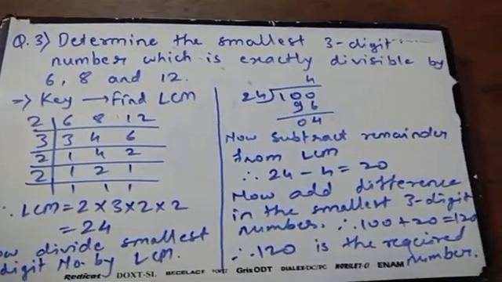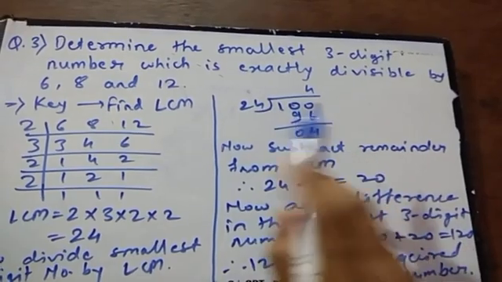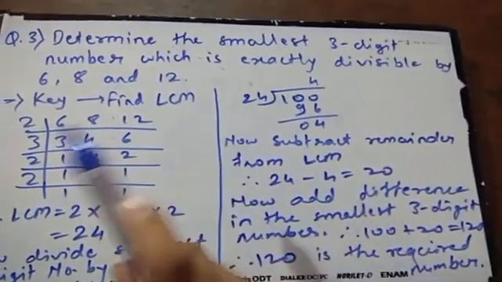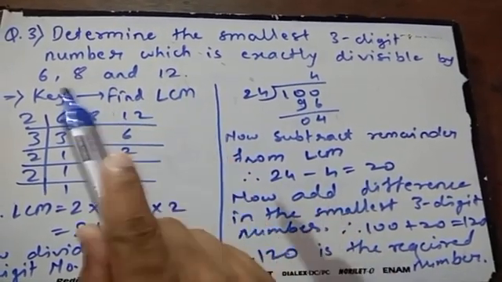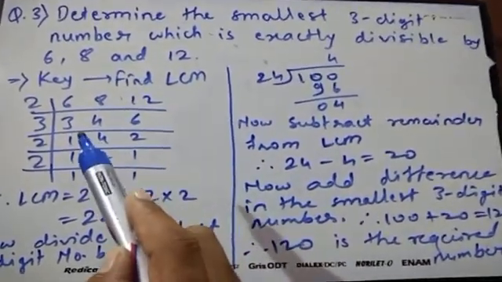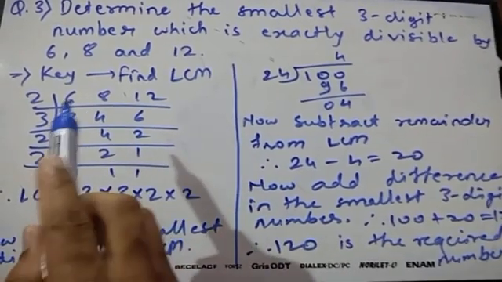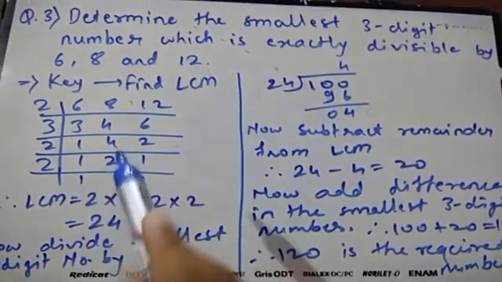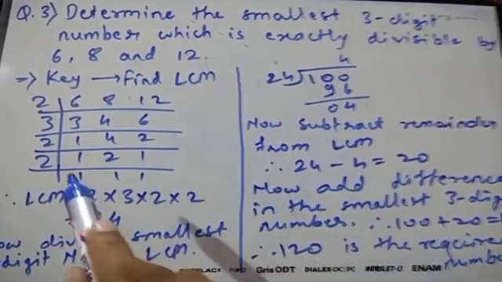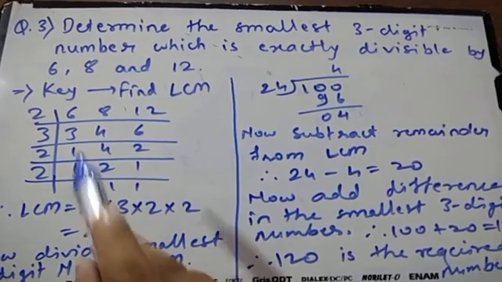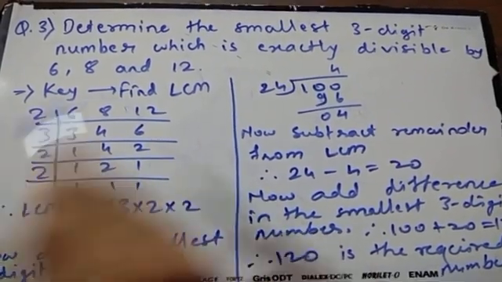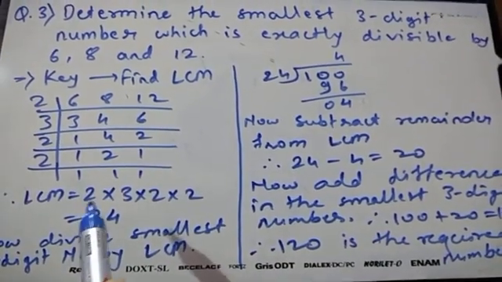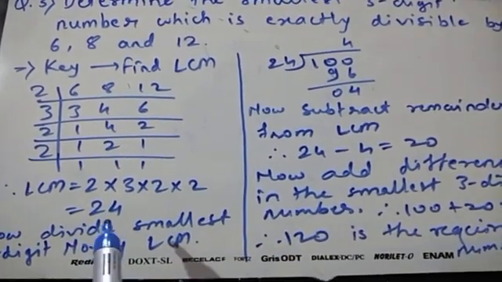Students, let's solve one more example. Determine the smallest 3-digit number which is exactly divisible by 6, 8 and 12. Now here the key is, first we have to find the LCM of the given numbers. So first find the LCM of the given numbers by any method, whichever you want. Now I use the division method. 2 3s are 6, 2 4s are 8, 2 6s are 12, then 3 1s are 3, 4 as it is, 3 2s are 6. In the same way 1 as it is, 2 2s are 4, 2 as it is, and find the LCM: take all these prime factors and multiply them, you will get the LCM. What is the LCM? 24.